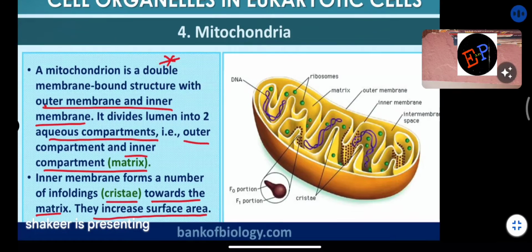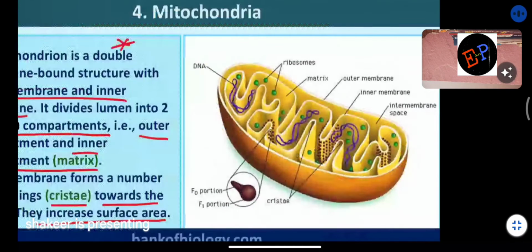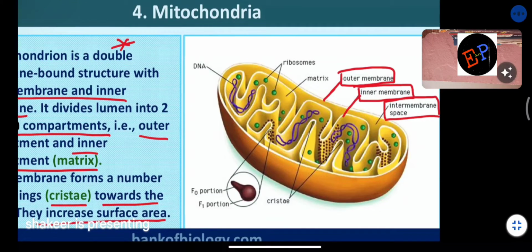So if you see in this figure, this membrane is called the outer membrane. Clear? And this membrane which you see here is called the inner membrane, and the gap between the inner membrane and outer membrane is called the intermembrane space. Understood now? Inside this inner membrane you can find the DNA, the ribosomes, and the semi-liquid called matrix, and the inner membrane has cristae. These infoldings which you are seeing over here are called cristae.